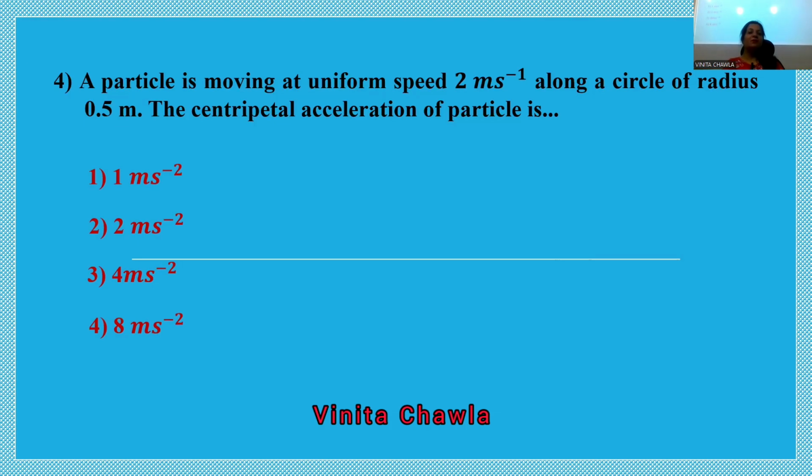Uniform speed is given, radius is given. How do we write A in terms of speed and radius? V square by r. We simply have to put the values to get the answer. It's very straight question, easy question. Answer is 8 meters per second square. So fourth option is the correct answer.